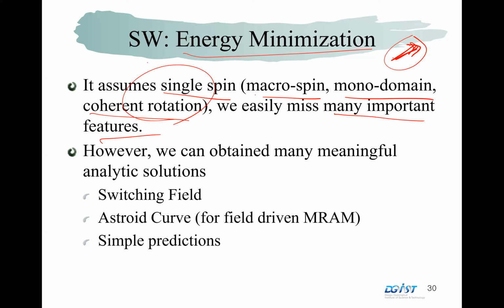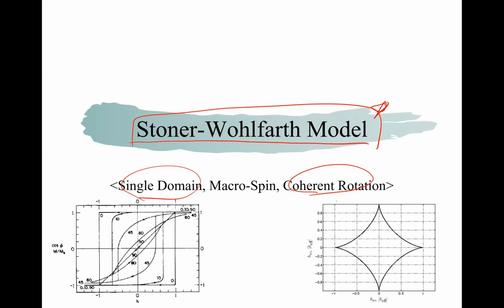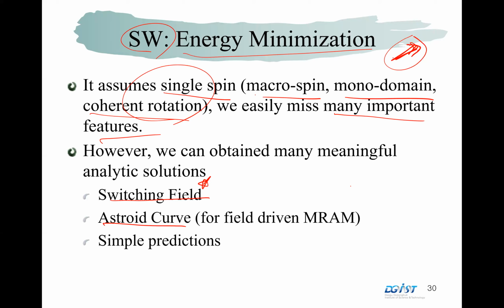Okay. Yeah. With this Stoner-Wohlfarth model, we can obtain the switching field, meaning how large a field we need to switch the magnetization. That is very important in applications. And also the asteroid curve, and maybe you can understand the meaning of this curve. I'm going to explain the physical meaning of this asteroid curve. And also with this idea, we can obtain many predictions, even though these predictions are physically not quite correct, but still they give many ideas of what's going on in your samples.